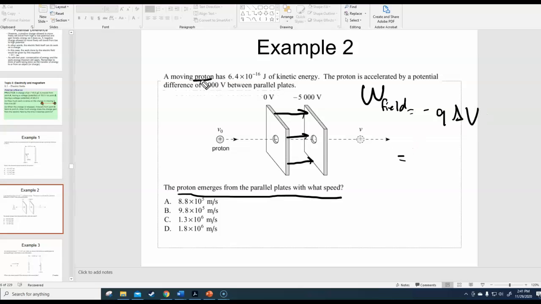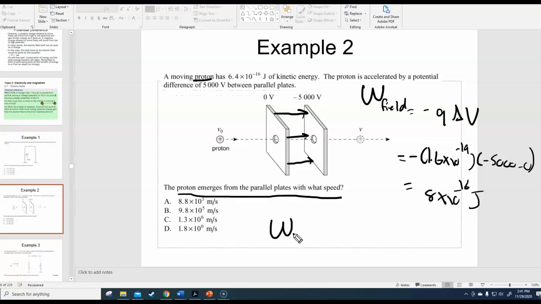It's a proton, we know the charge of a proton, that's 1.6 times 10 to the negative 19 Coulomb. The potential difference here would be negative 5,000 minus 0, which is still negative 5,000. And that's going to be a positive number. And so I'm just typing this into my calculator right now. I get 8 times 10 to the negative 16 joules.